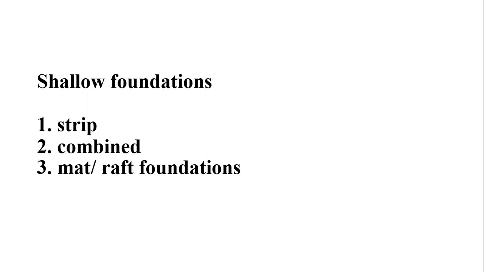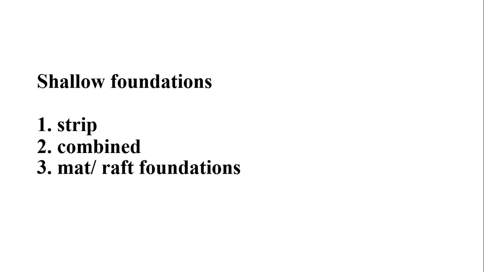Foundations are subcategorized into two types. First one is shallow foundation. A shallow foundation is defined as a foundation whose width is greater than its depth. The best examples of shallow foundations are strip, combined, and mat or raft foundations respectively. Usually shallow foundations are adopted when the soil beneath the structure is strong enough to withstand the superstructure loads.